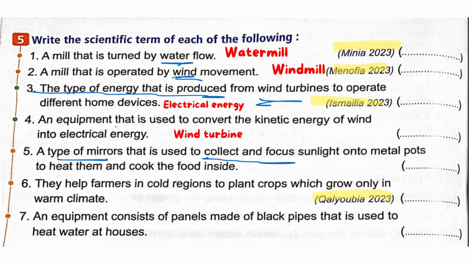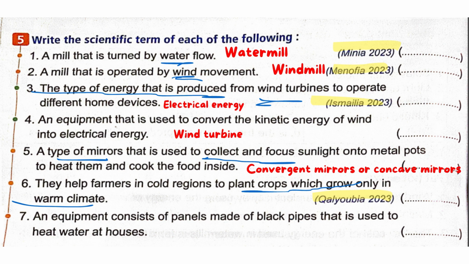We have another question, a type of mirrors that is used to collect and focus sunlight onto metal pots to heat them and cook the food inside. So we mentioned that in the uses of the, yes, solar energy, as solar energy can be used in cooking food, yes, by what? Yes, concave mirrors or convergent mirrors, okay? So we will write convergent mirrors or concave mirrors. Okay?